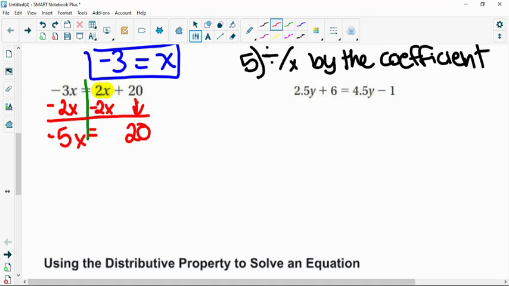And now I can go ahead. I have my variable on the left, constant on the right. Let's get x away from the negative 5. It says negative 5 times x, so to undo, I would divide by negative 5. Negative 5 divided by negative 5 is just 1x. And then 20 divided by negative 5 is negative 4.